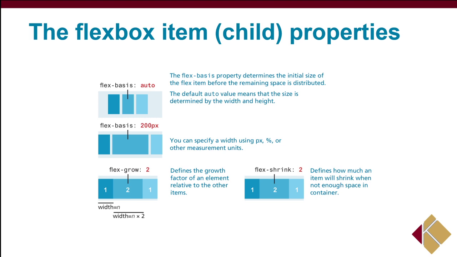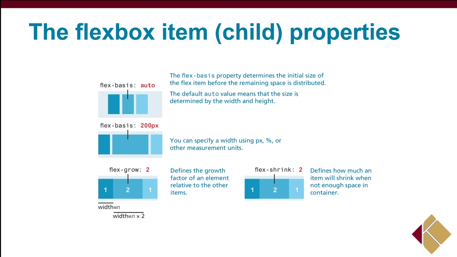Okay? So the Flex basis of it, and again, these are all CSS declarations, determines the initial size of the item before the space is distributed. Because remember, we do it by equal spacing with Flexbox. Everything is equally spaced apart.